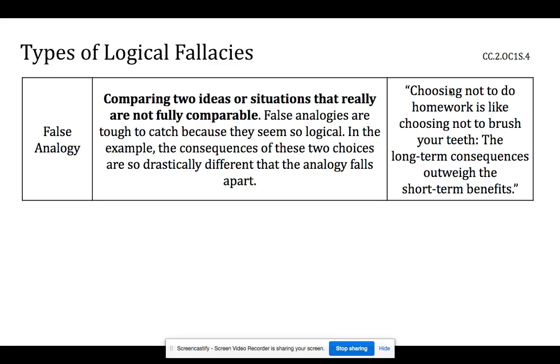For example, choosing not to do homework is like choosing not to brush your teeth. The long-term consequences outweigh the short-term benefits. Which, yeah, that makes sense. But in essence, those consequences are very different though.